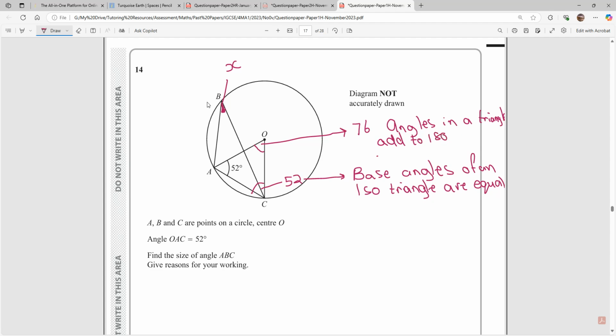Okay, so this is a bit which might not be as obvious. X is actually going to be equal to half of 76. Okay, and so it's going to be equal to 38. And the reason for that is the angle at the centre is twice the angle at circumference. Okay, and I'll show you, it might not be as obvious, but I'll show you how we can make it look a bit more like that in a second. So angle at the centre is 2 times angle at circumference.